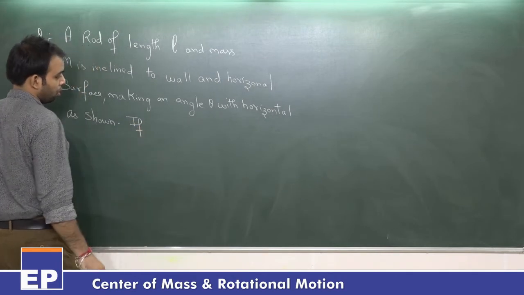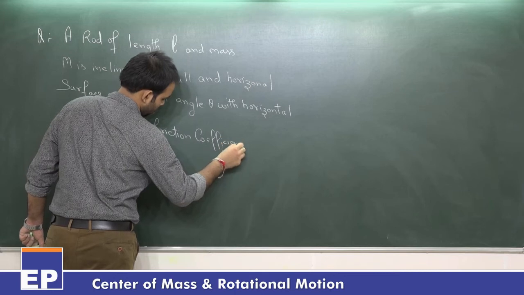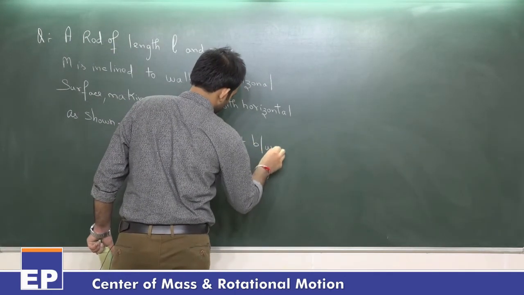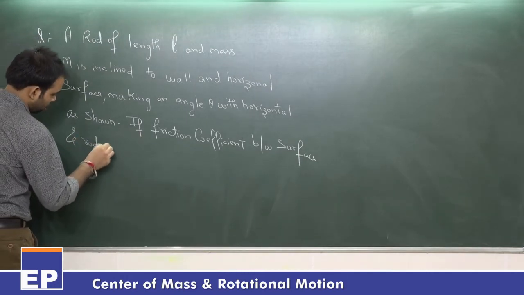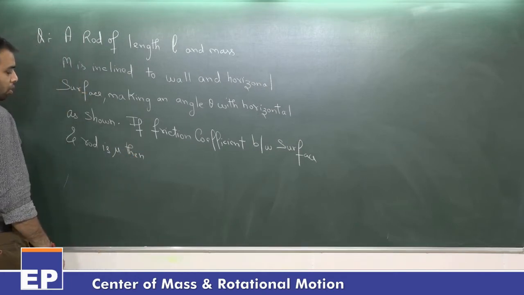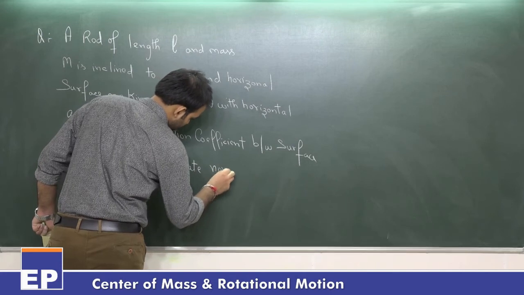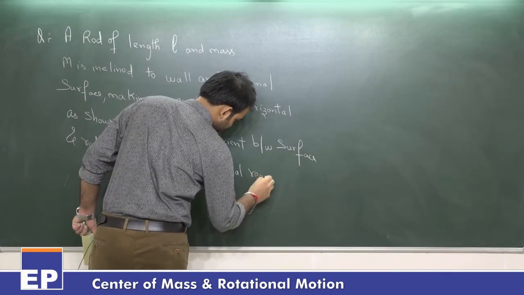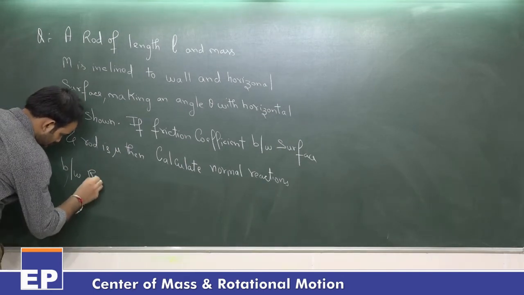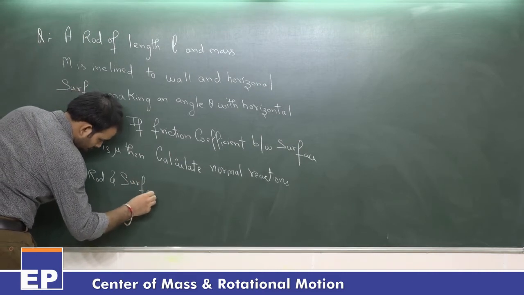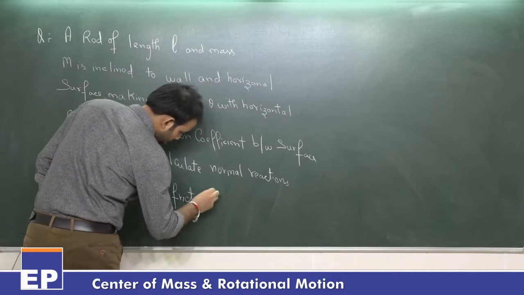If friction coefficient between surface and rod is mu, then calculate normal reactions between rod and surfaces, comma, friction if it is not sliding.